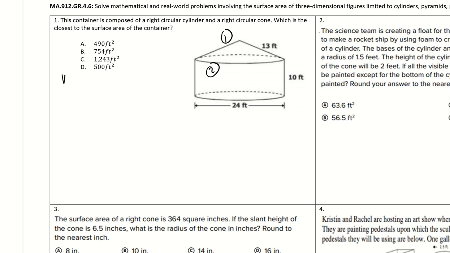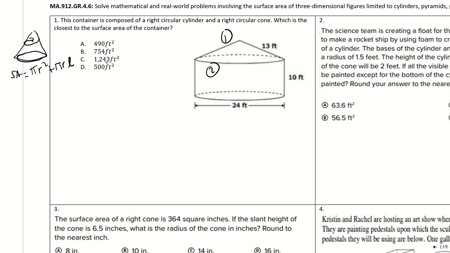The surface area of a cone normally is pi r squared, because you have the circle on the bottom, plus pi r L, because you have the part that wraps around on the top of the cone. That's the pi r L part.